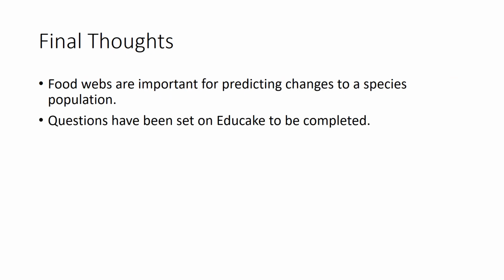And that's all we're really going to look at today. Some final thoughts: food webs are important for predicting changes to a species population. So we want to be able to predict some damage that might happen if, for example, grasshoppers were wiped out. There are some questions to accompany this that I would like you to complete on Educake that will help recap and test your knowledge on this. Feel free to look back through the video at any point to help you with some of that.